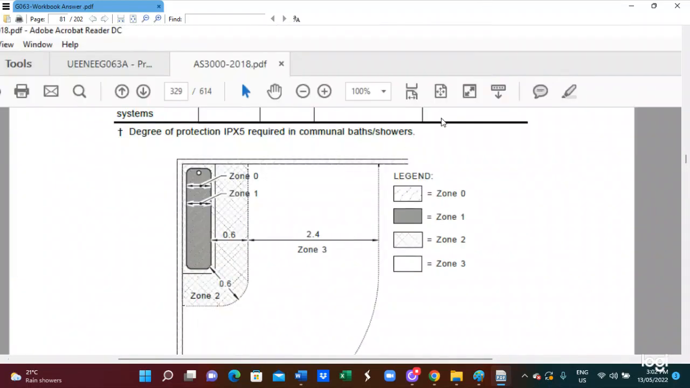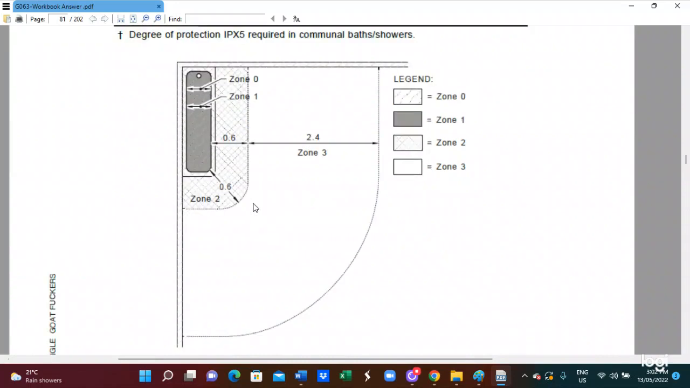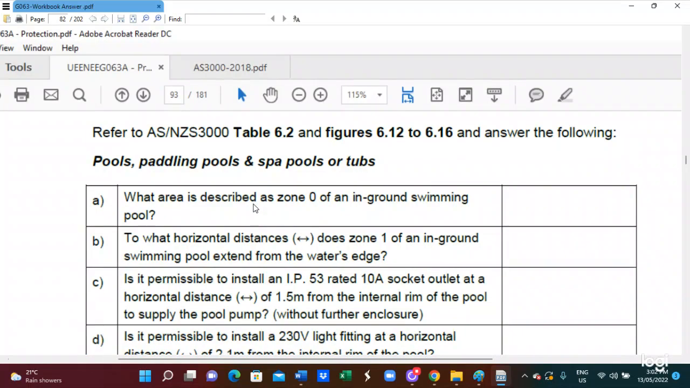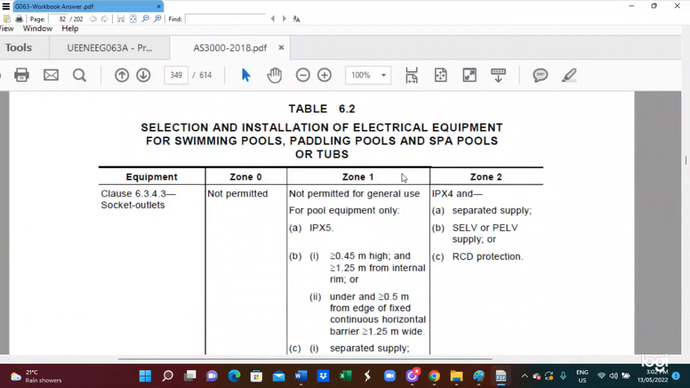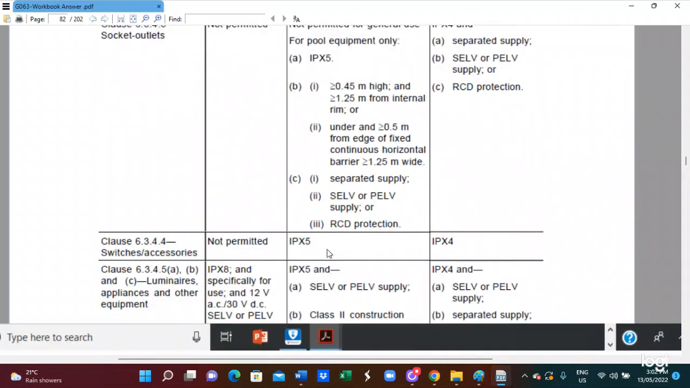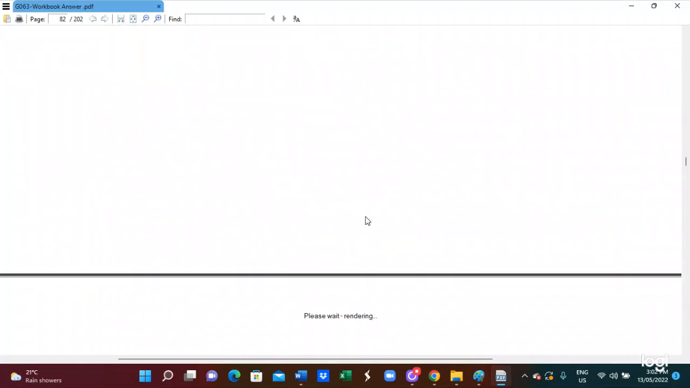Here this diagram shows the protection zones: zone 0, zone 1, zone 2, zone 3, like this. And also you have to do the exercise. Here I gave table 6.2, the selection and installation of electrical equipment for swimming pools. If you want to install electrical equipment in a swimming pool, depending on the equipment and zone 1 or zone 2, you have to refer to this table, whether the installation is permitted or not, and the IP rating you also have to apply.